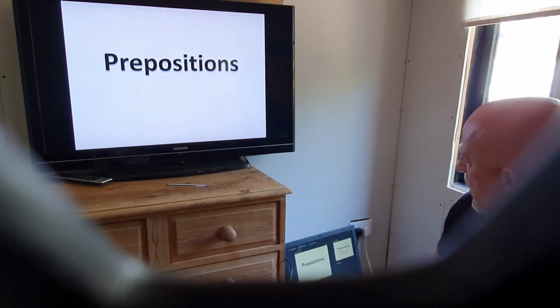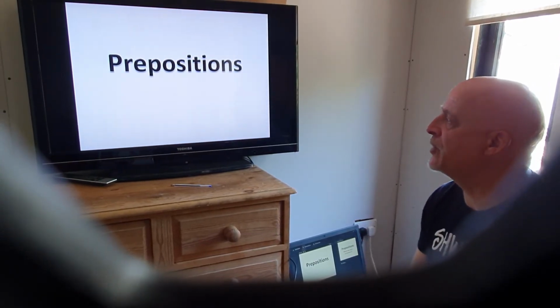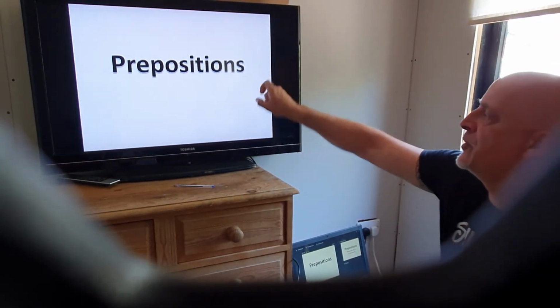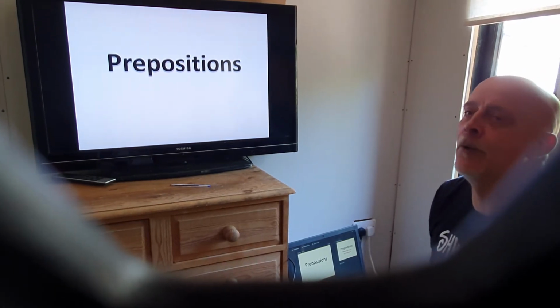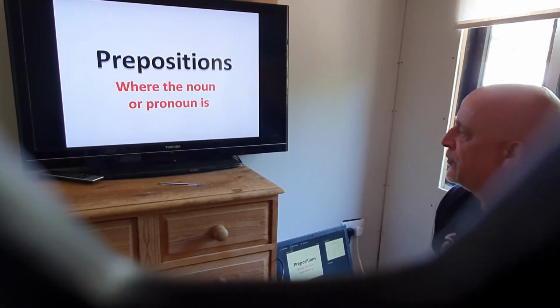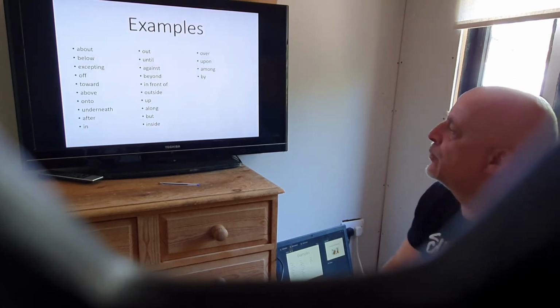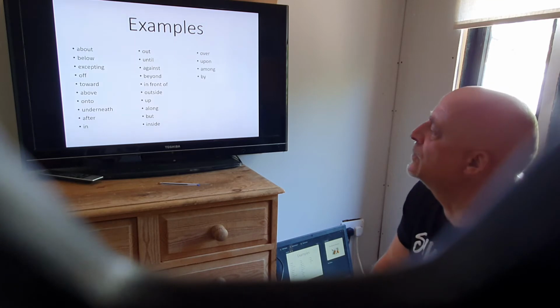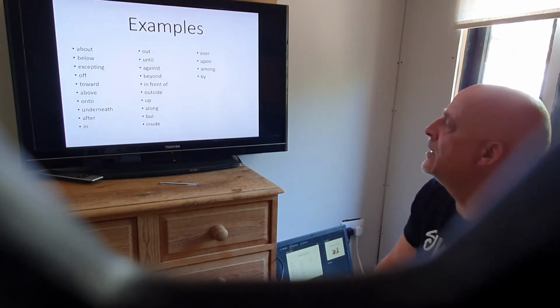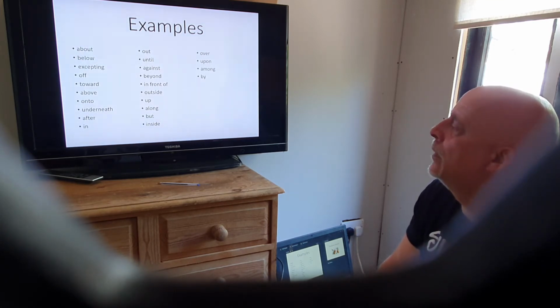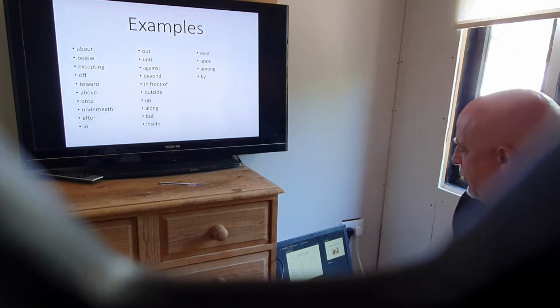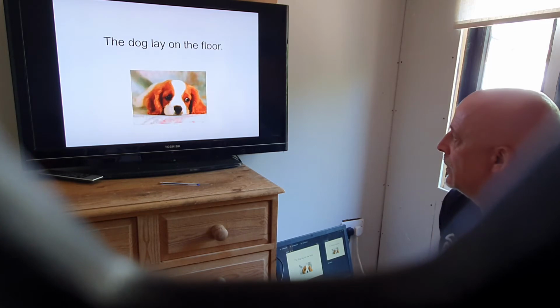Shooting on towards prepositions now. The preposition, the clues in the name, gives a position. It tells you where the noun is or the pronoun is. It tells you where it's happening or where it's been placed. So examples, it could be any of those sorts of things. So sitting among the flowers, or looking to, he was beyond the point of no return. Anything like that. Examples of those sorts of things. Prepositions.